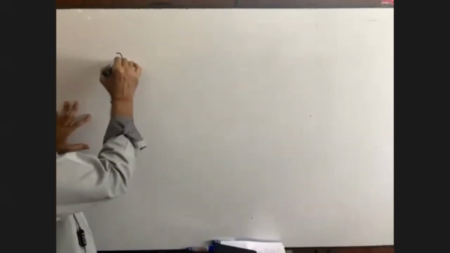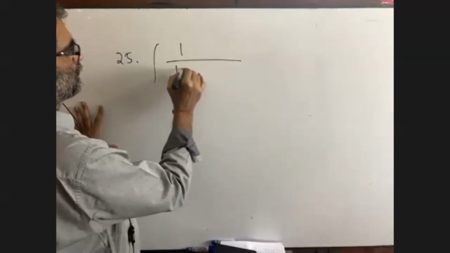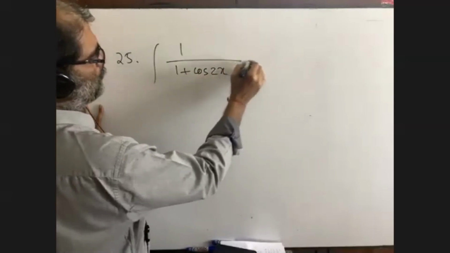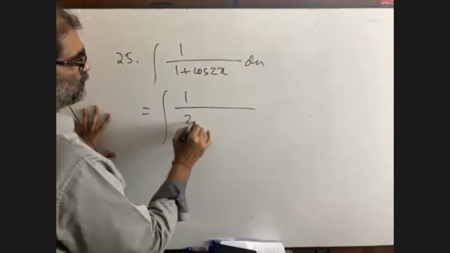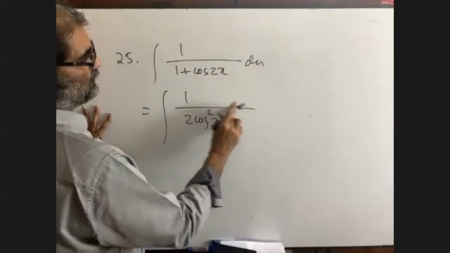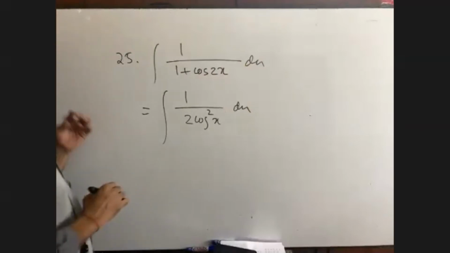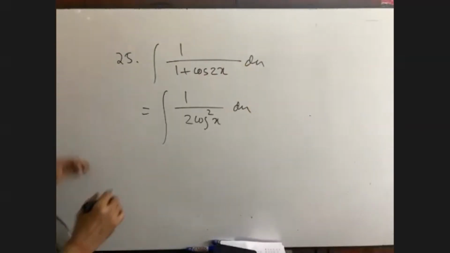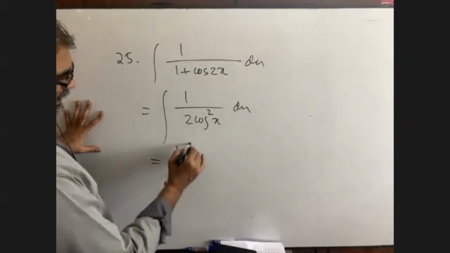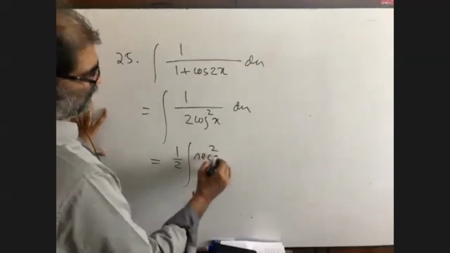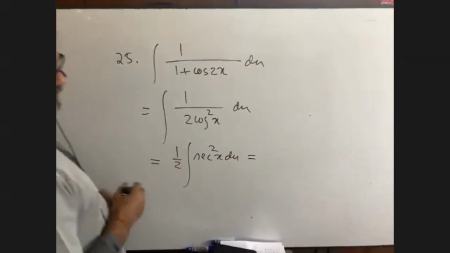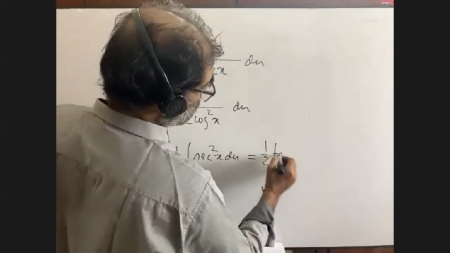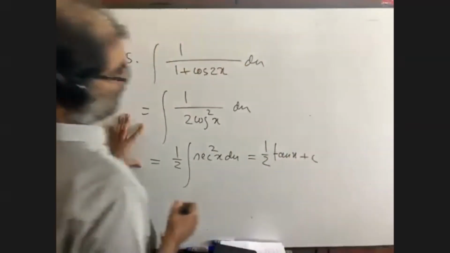Next math, number 25. 1 by 1 plus cos 2x. Who can do it? You take it very easily. 1 plus cos 2x means what? 2 cos square x. Right? It is half sec square x. Sec square x integration means what? Tan x. I think you have got it right.